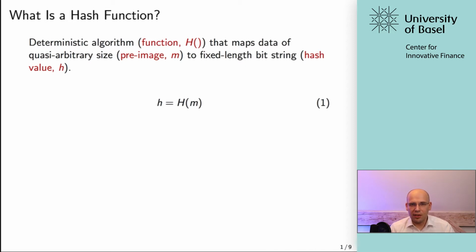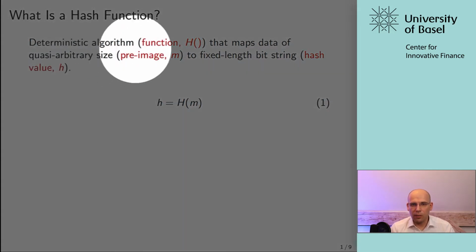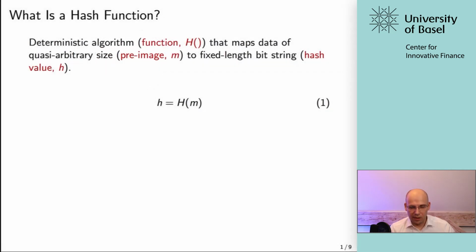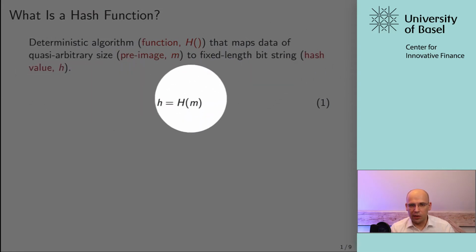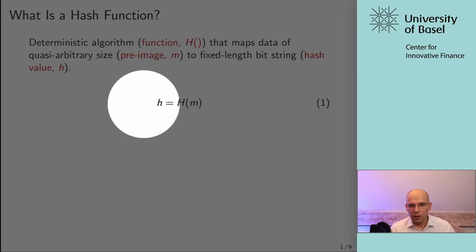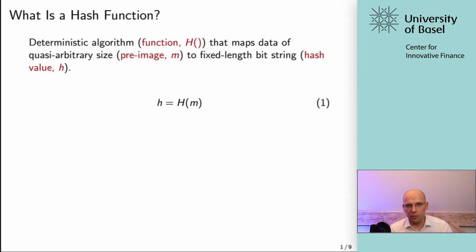fixed length. So a little more formally, you have a function, uppercase H, the pre-image M, it's basically the input you put in there, and then it results in a hash value h. So it's a mapping function, capital H of M, that maps it to lowercase h, the hash value. And that's really it. I mean, there are many different versions of hash function, as you will see, but that is the basic idea. You're mapping something of a quasi-arbitrary length to a result that is of fixed length.